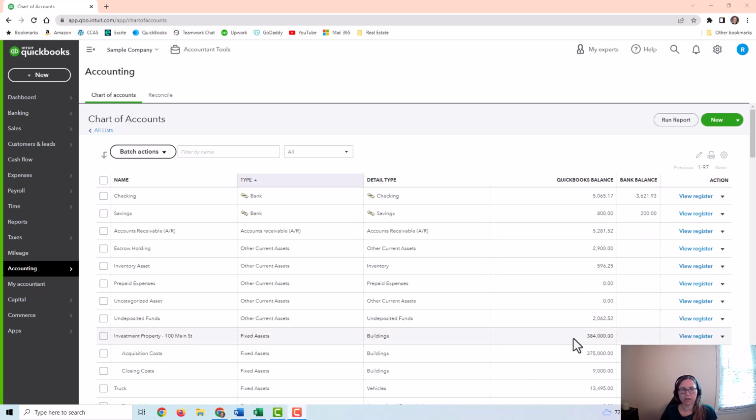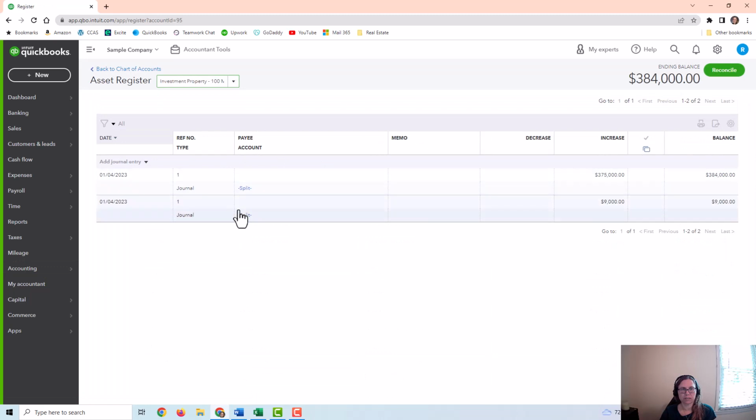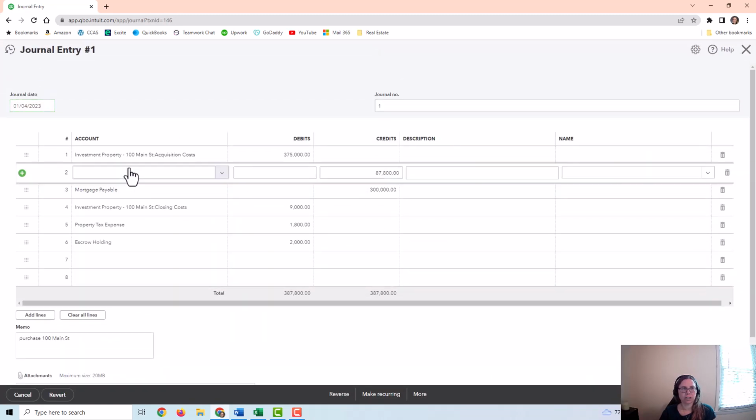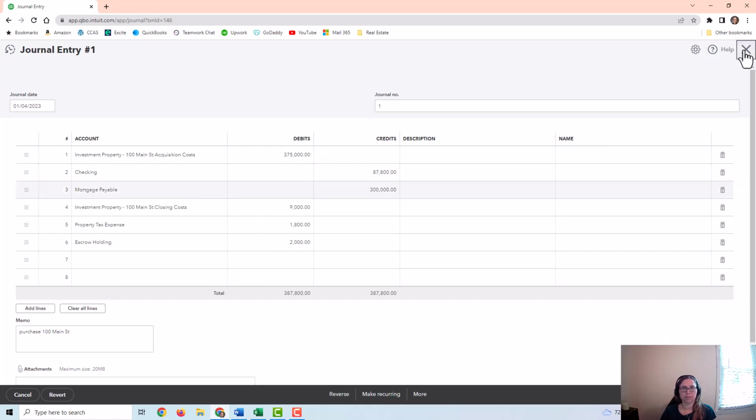And then each month you would be making a monthly payment. So that payment, oh, I'm sorry, I didn't mention also in my journal entry, I also had a credit to checking for the amount that was paid out right away, which was basically the down payment and the closing costs. And then the mortgage payable, the loan amount is going to be for $300,000. And those are credits.